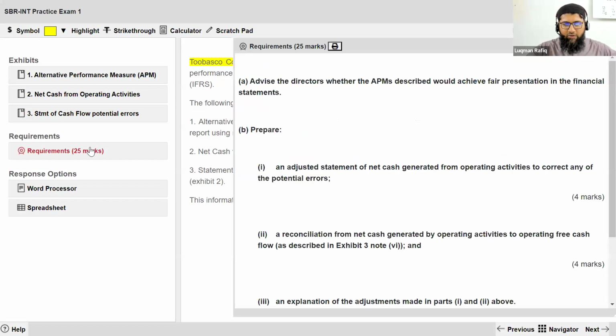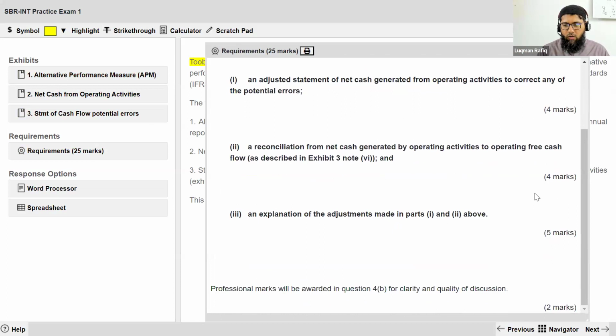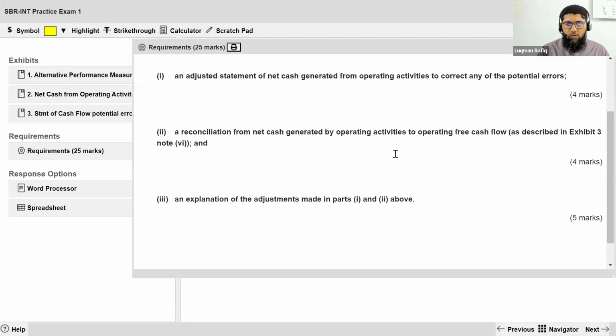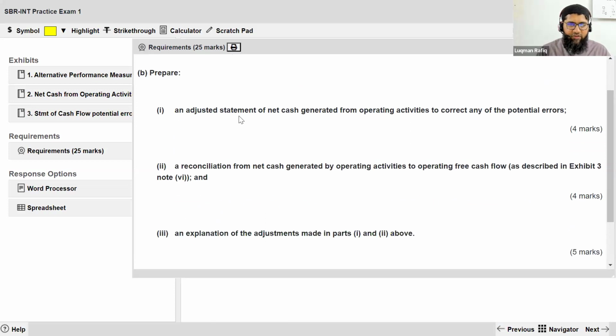Now let's talk about the requirements of the question. It says advise the directors whether the alternative performance measures described would achieve fair presentation in the financial statements. That's the number one requirement. So you have to advise the directors whether the APMs described above would achieve fair presentation in financial statements.